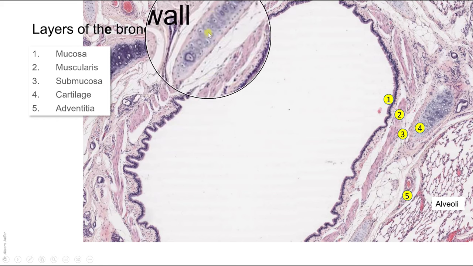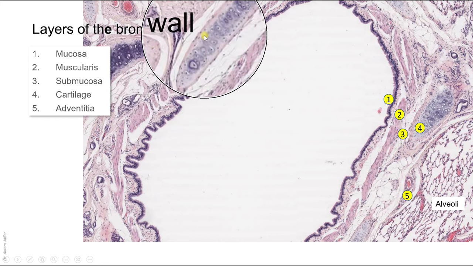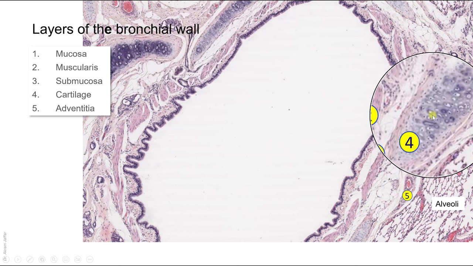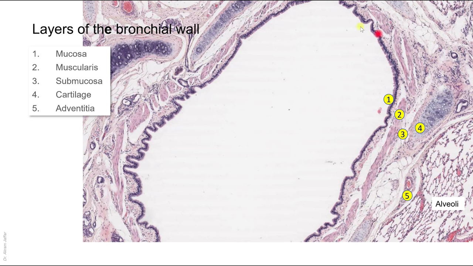And then we have the cartilage. They are cartilage plates. They are present here, here, here. So they are present all around. Here again, they are present all around the bronchial wall. And to the outside, look at the alveoli, indicating that we are in the lung.